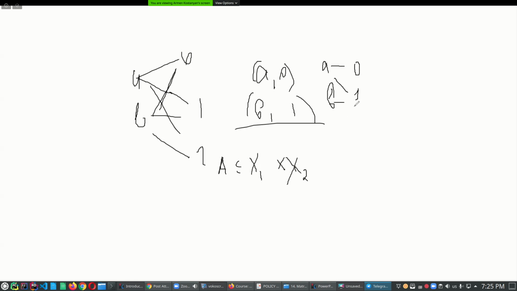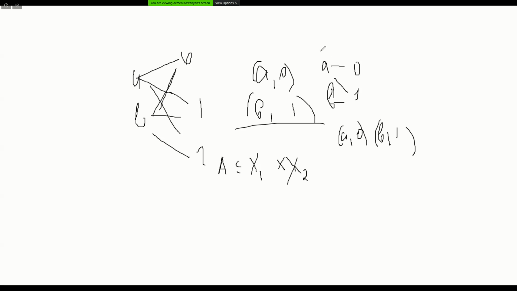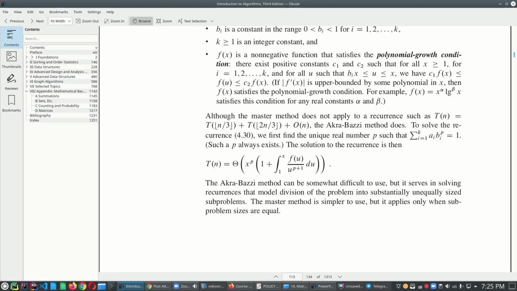A0, A1, and B1. A subset which consists of, for example, A0 and B1 cannot be represented as a Cartesian product of some subsets, the first of which is from x1 and the second of which is from x2. So we need to have in the first matroid A and B, in the second matroid 0 and 1.